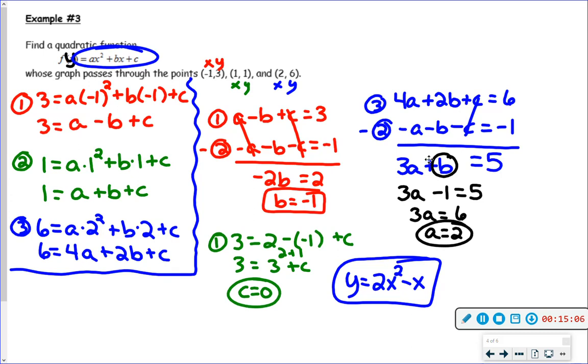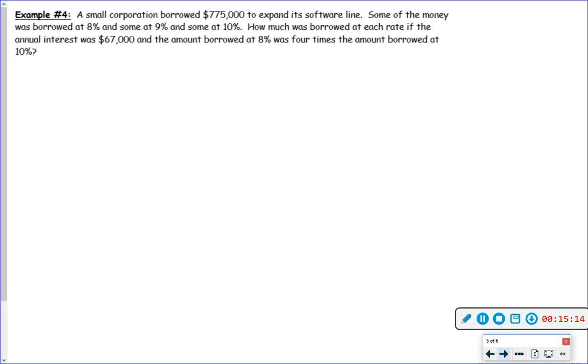Whew. All right, here's where you might want to hit pause, go get yourself a coffee, find your inner strength, because we have one more of these to go. Okay? So, final problem. Small corporation borrowed $775,000 to expand its software line. Some of the money borrowed at 8%, 9%, 10%.